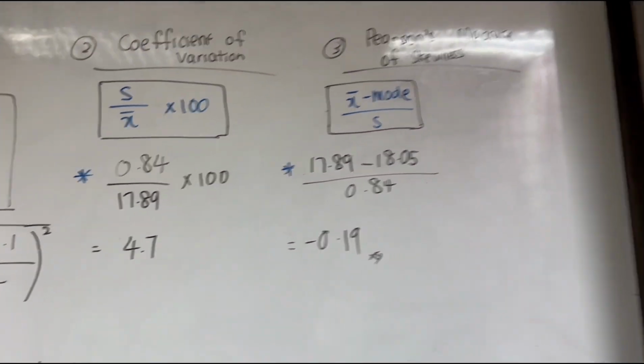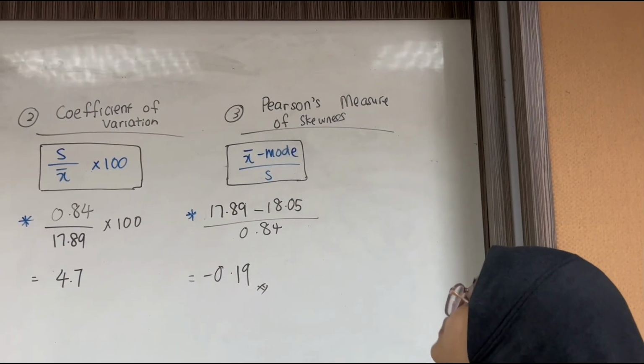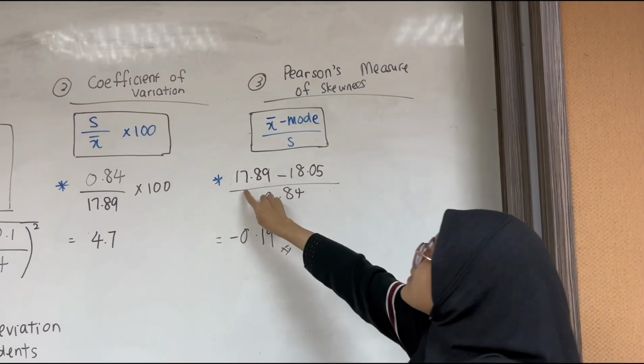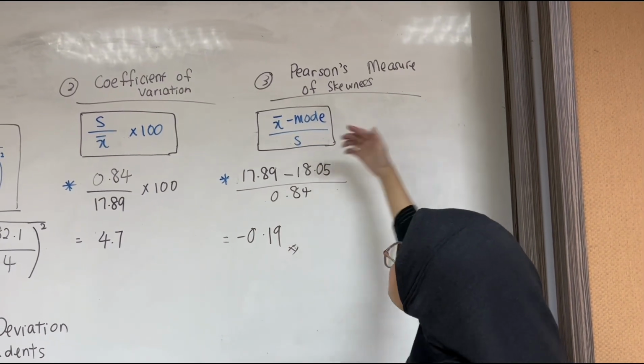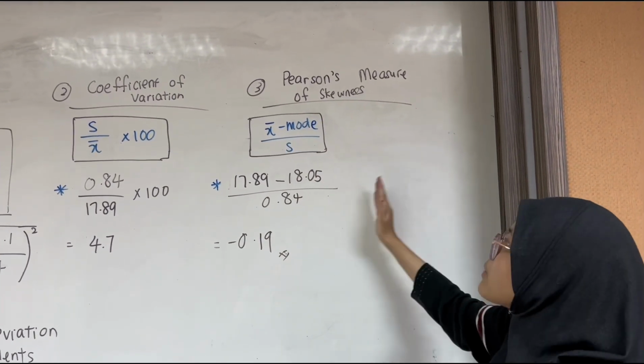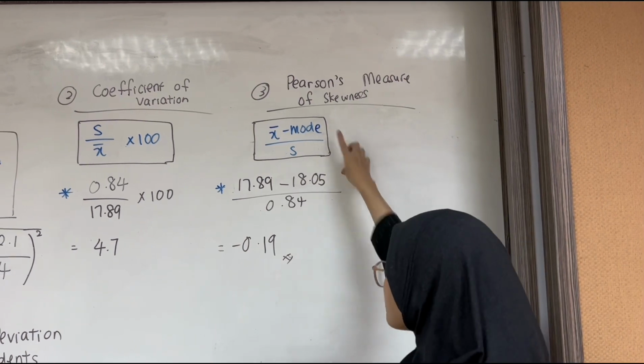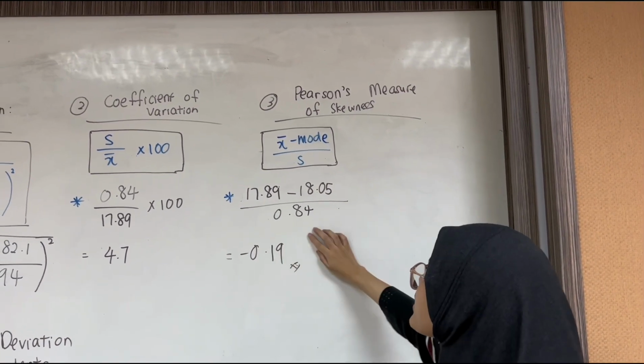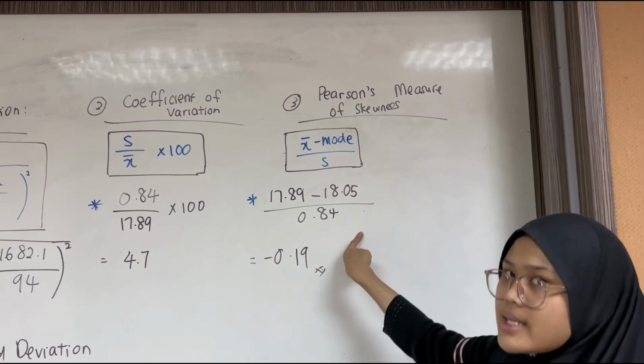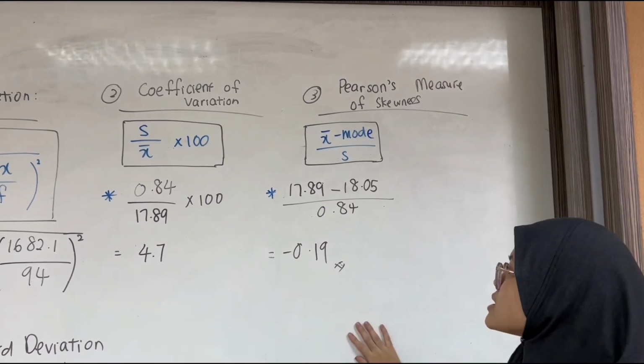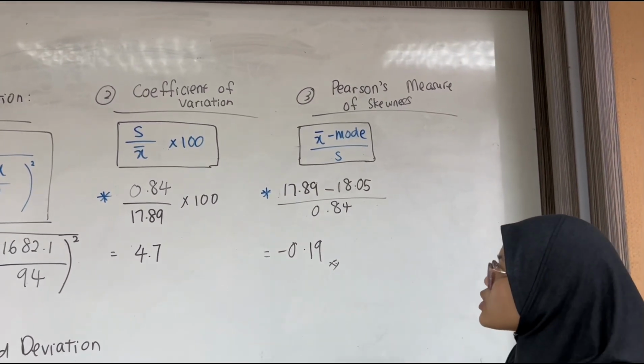Okay, the last one, Pearson's measure of skewness. This is the formula, and 17.89, the value of the mean, we minus 18.05, the value of the mode, and divide by 0.84, the value of the standard deviation. So the answer we will get is negative 0.19.